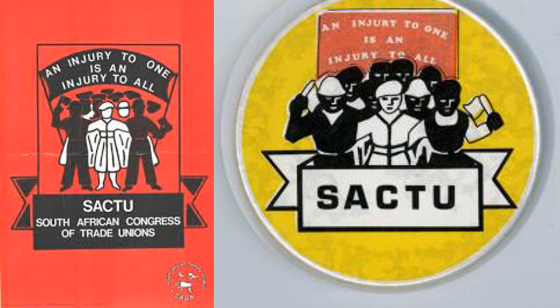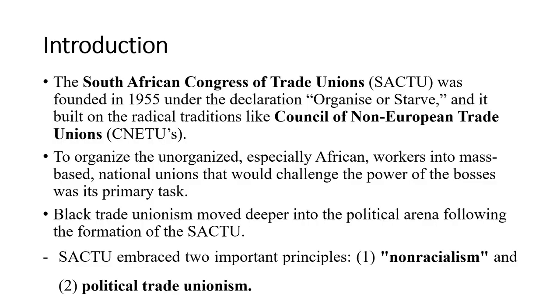So, in our previous lectures, we looked at the segregation era 1910 to 1948. Then we looked at the apartheid era 1948 to 1955. Now, our focus is going to be on the SACTU era 1955 to 1963. So, on slide one, okay, there we go.